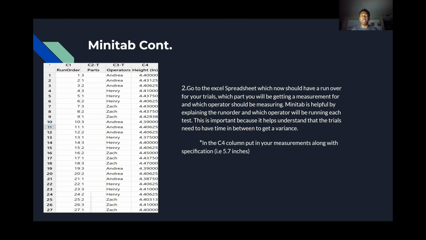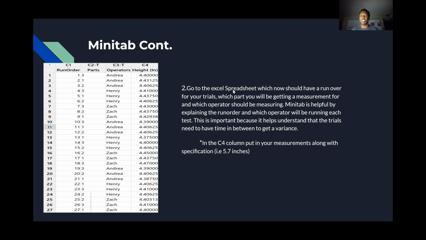And the Minitab continues. When you press it, you'll get this right here. You'll have a run order, when the trial should be run. The parts are changed. That means Andrew's going to start with part 3, and this person should do part 1, sorry, part 2, and it keeps changing. It has all the operators right here, the parts, the run order, and then the height that we recorded.